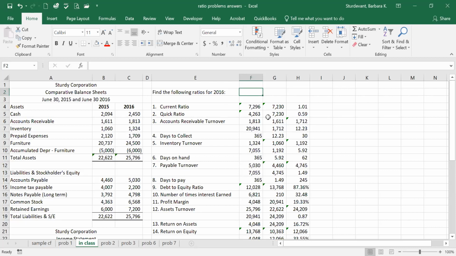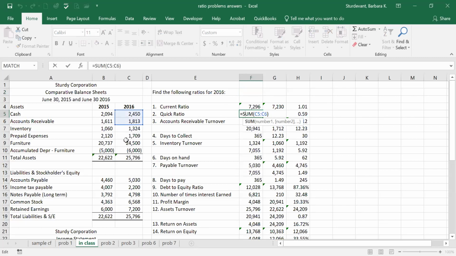Quick ratio uses current liabilities on the bottom, so that number stays the same, but we have to adjust the top number. The quick ratio uses your current assets, but you do not include inventory or prepaids. So it'd only be your cash and your accounts receivable, because those are the things that quickly convert to cash. Sometimes it takes a while for us to sell our inventory. Prepaid expenses, that could be out for a year, depending on what it is.